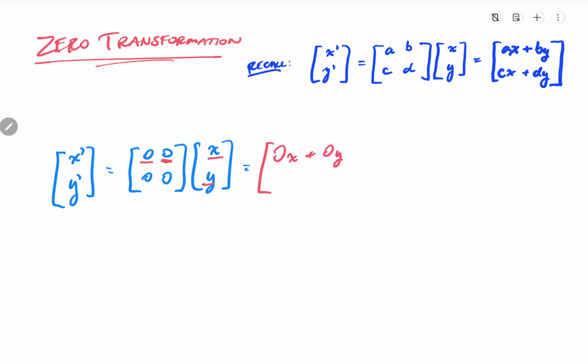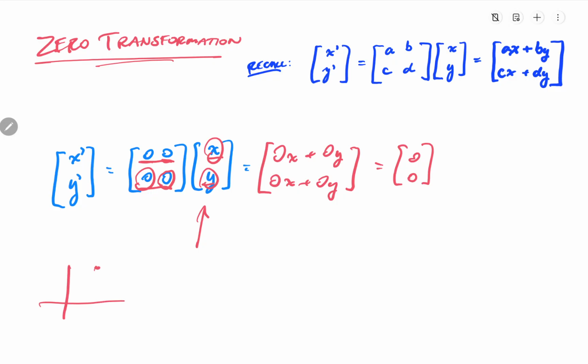And then now that we're done with our first row, we're going to move on to our second row. So you have this number times this number, which will be 0x again, and then 0 times this is another 0y. That obviously gives us a 0 vector. So for any input you put into this, so this could be a point. Let's say you had a point anywhere here with x and y anywhere on the thing, it would get transformed to the origin. That's why this is called the 0 transformation.